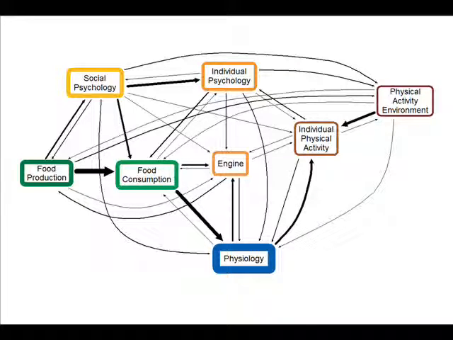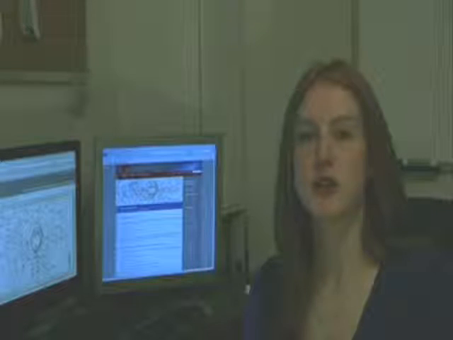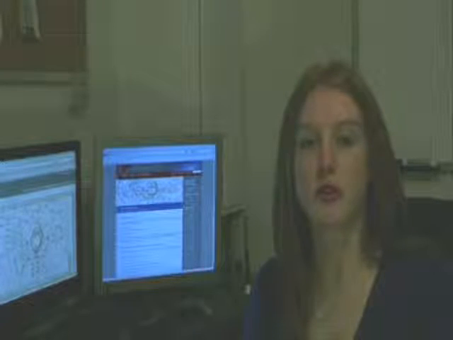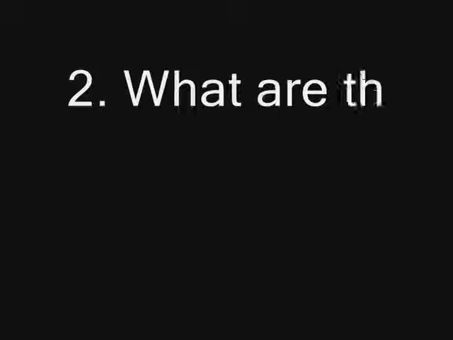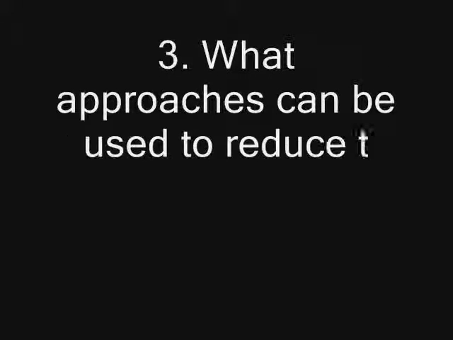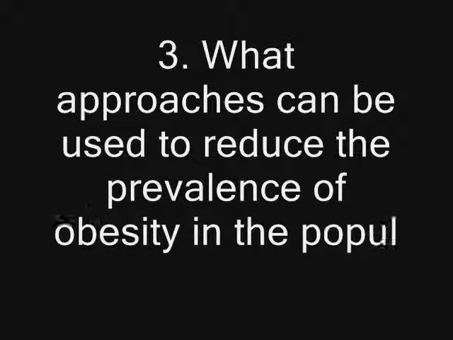The ones closest to the middle, specifically food consumption and physical activity, are generally considered first when thinking about the issue of obesity. Let's look at the quiz that my class wrote on the first day of the course. There were 3 questions. Is obesity a problem? Why or why not? What are the causes of obesity? And what approaches can be used to reduce the prevalence of obesity in the population?